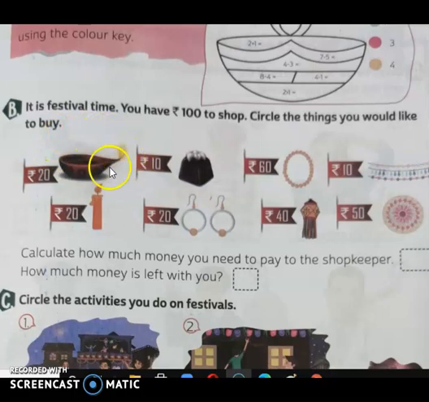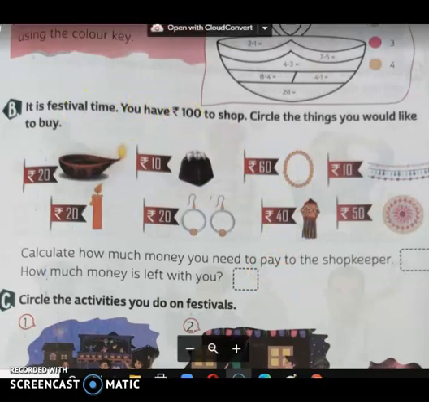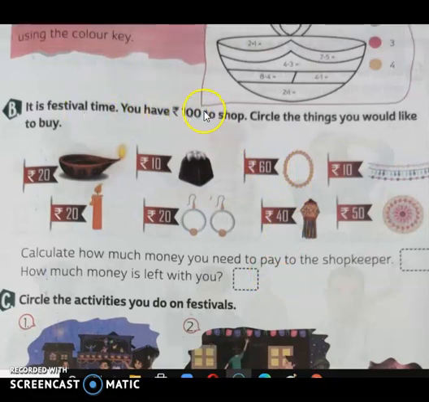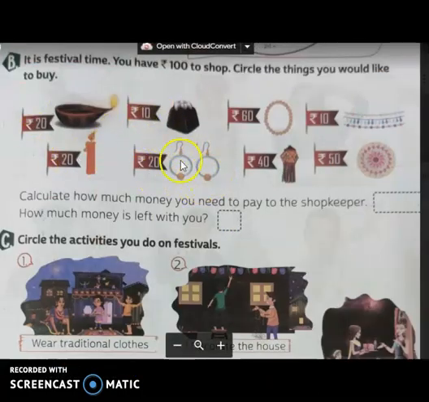If you like to buy diya, you can circle diya and the cost is 10 rupees. And if you like to buy earrings, that is 20 rupees. And if you like to buy streamers, that is 10 rupees. So altogether, if you add, it comes up to 20 plus 20 plus 10 is 50. Then you have to minus it from the total amount. That is 100 minus 50 is 50 rupees, and that is the answer you're supposed to write here. First, choose the items, sum it up, then subtract it from the total amount, then write how much you have left.